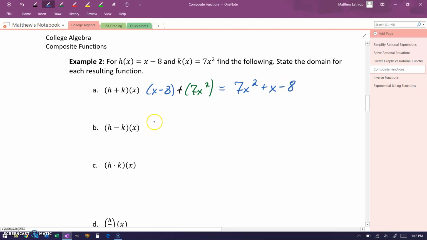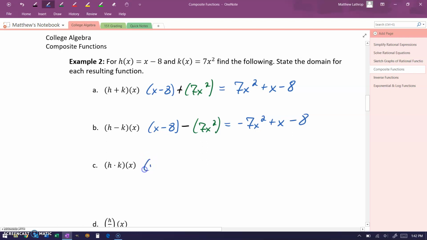In part B, we're taking the difference of those two functions. In this case, there's still really nothing to distribute because that negative only applies to a single term. So we end up with negative 7x squared plus x minus 8.